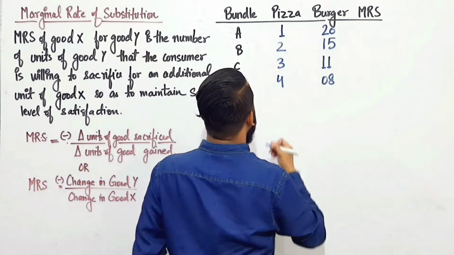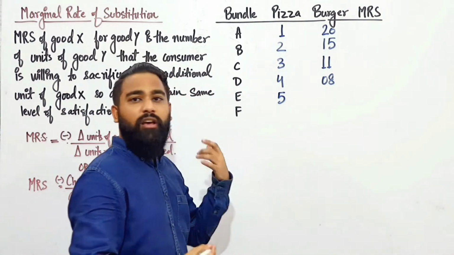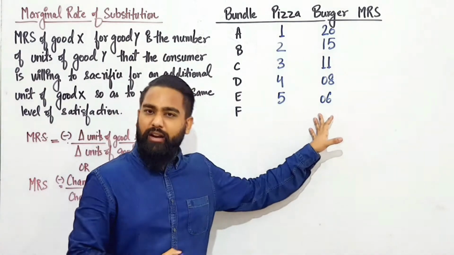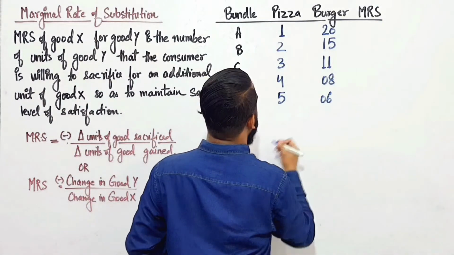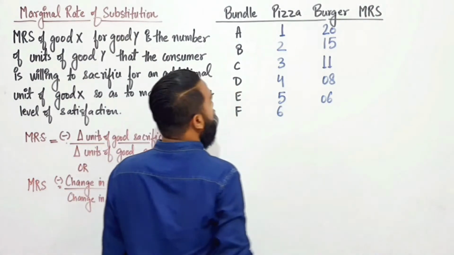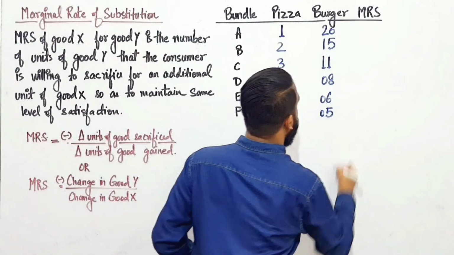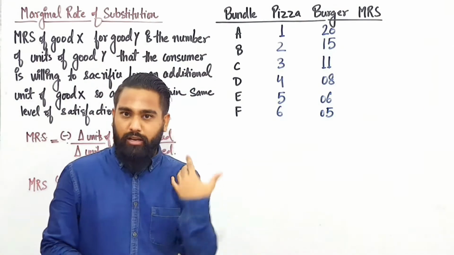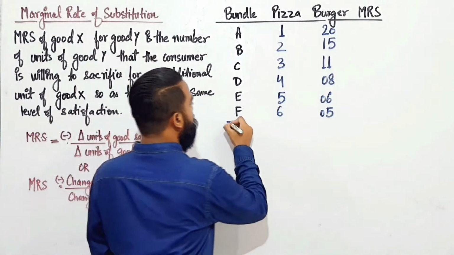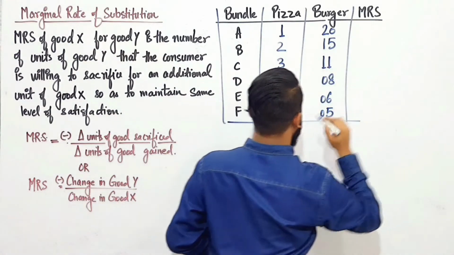For the fifth bundle, which is bundle E, I need to increase 1 more pizza, and now I need to sacrifice a few more burgers. It will be 6 burgers now. Now I will eat 5 pizzas and 6 burgers. And on the sixth bundle, I need to sacrifice a few burgers so that I can increase 1 more unit of pizza. For eating 6 pizzas, I need to sacrifice a few more burgers, and that will be 5. I have sacrificed 1 burger so that I can increase 1 more pizza. Now, these bundles are giving me the same level of satisfaction. Fine.